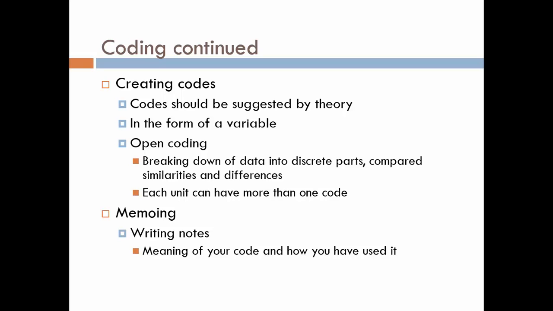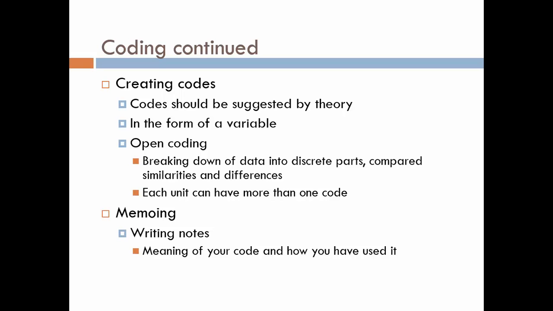Okay. So code should be suggested by theory. So when you're doing your literature review, you should have an idea of what kind of patterns or themes are already going to emerge in your data. And you'll be looking for those, but then you'll also find new themes that emerge that you didn't think of, that didn't come from the literature or from a theory. Now, when we talk about variables, the equivalent in qualitative data to a variable in quantitative data is a theme. Okay.